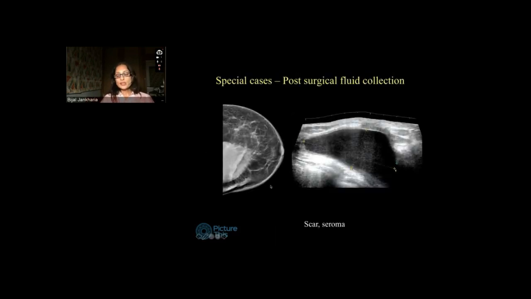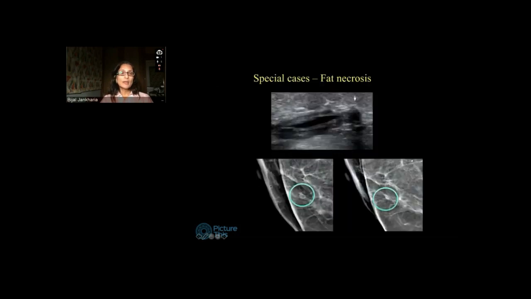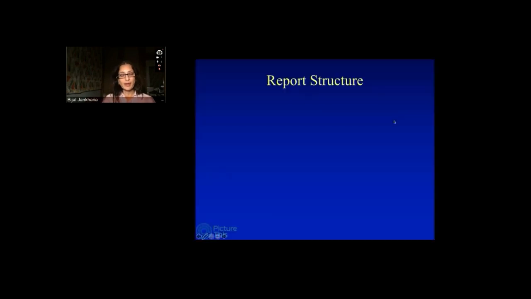Post-surgical fluid collections like seromas also come in special cases. And this lady was one year post-surgery, and we saw this irregular lesion on ultrasound, which was nothing but fat necrosis, which is seen better on the mammo, looks a little suspicious on the ultrasound next to the seroma, and over a period of time we can see it calcifying there.